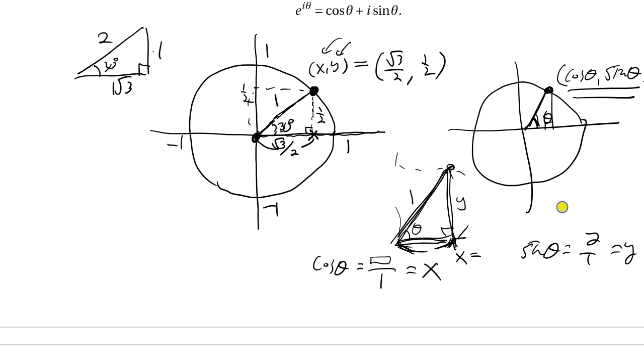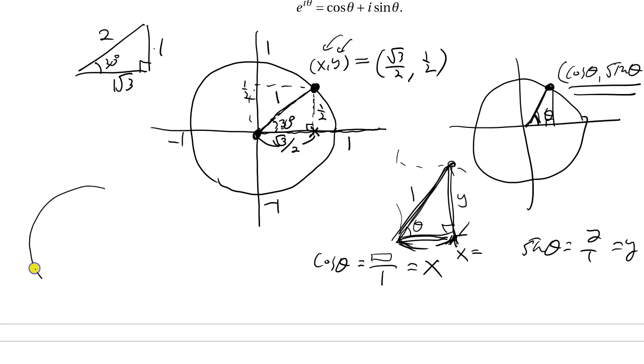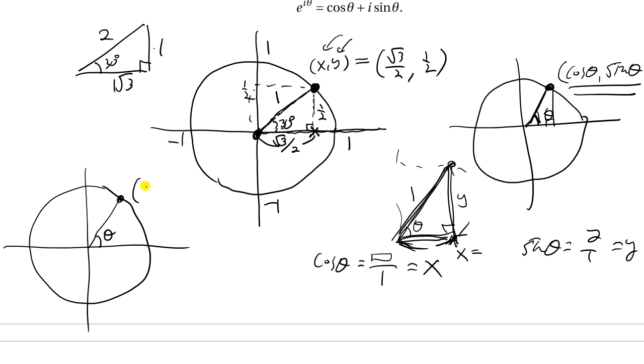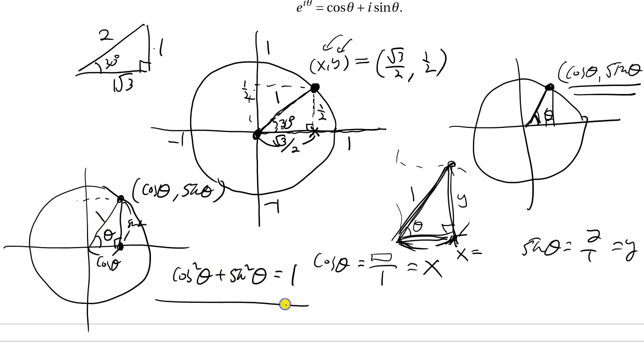And then one big result from that one is, just choose anything, and for that theta, the coordinates are cosine theta, sine theta. Then when you look at this right triangle, we know this is cosine theta and that is sine theta, right? So the length is cosine theta and this one is sine theta. So by the Pythagorean theorem, cosine squared plus sine squared equals 1, right?